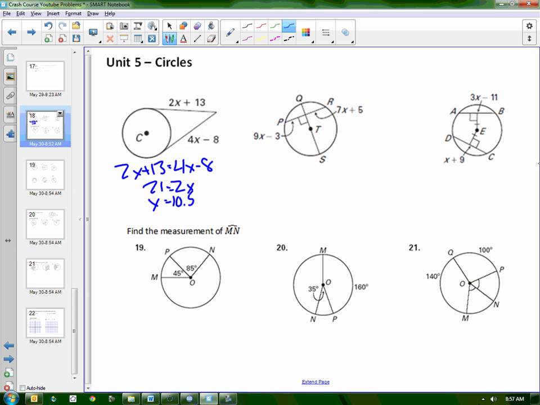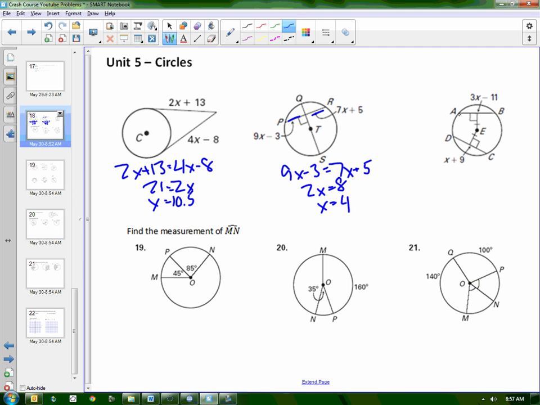Second one, you have a chord being bisected, and I know it's perpendicular, which means it's also a perpendicular bisector. So this is a diameter, and you have a chord being bisected, so I can set these two segments equal to each other. 9x minus 3 equals 7x plus 5, and then it's just a matter of solving again. If 2x is 8, then x equals 4.